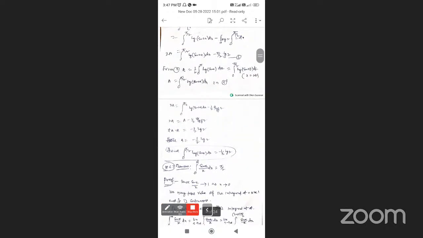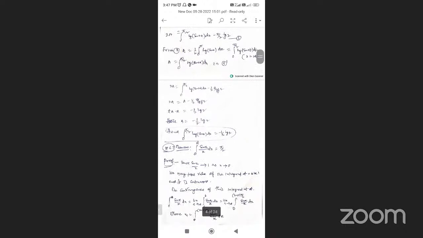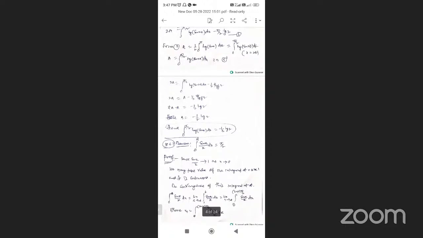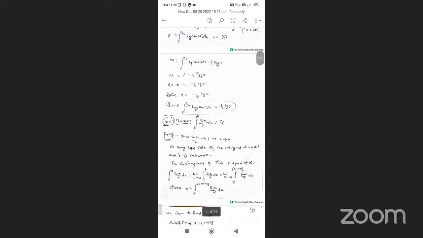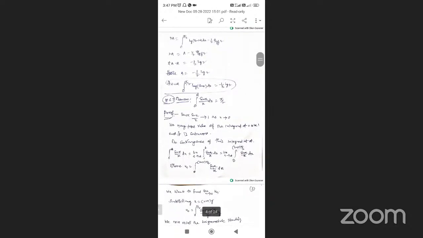So 2A is equal to the integral from 0 to pi by 2 of log of sin 2x dx minus 1 by 2 log 2. So 2A minus 1 by 2 log 2. Take A on the left hand side: 2A minus A is equal to minus 1 by 2 log 2. So the integral from 0 to pi by 2 of log of sin x dx is equal to minus 1 by 2 log 2. That is A, minus 1 by 2 log 2.